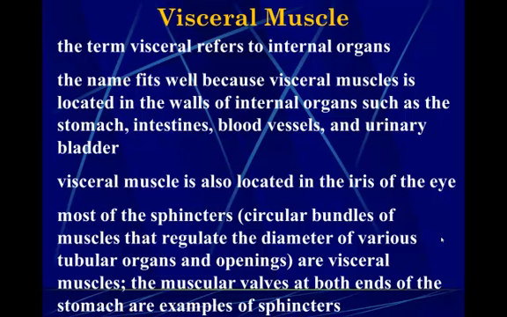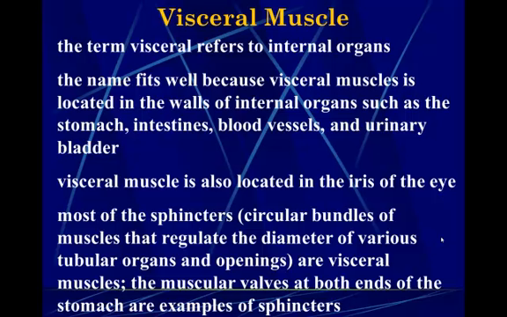Now here's some of the places. The reason they call it visceral is because it refers to internal organs, those soft internal organs. So the name fits well because it's in the walls of internal organs such as your stomach, intestines, blood vessels, your urinary bladder, what holds your urine. That is actually a muscular bag, and it's made out of visceral muscle. It's located in the iris of the eye.